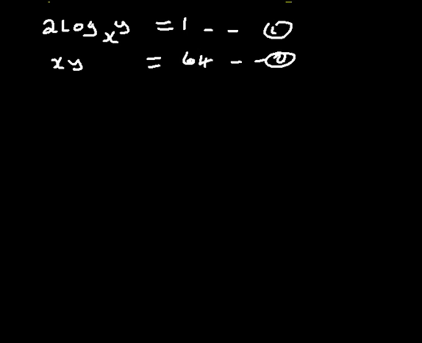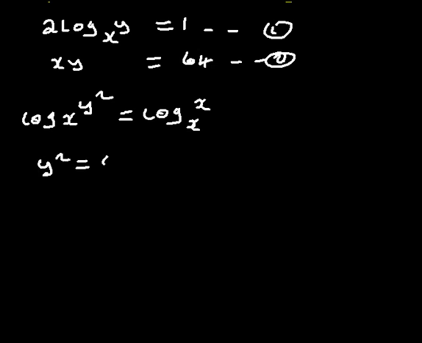In this case, we should express the first equation in its simplest form. We have log x of y to the power 2 is equal to log x of x. Then removing the log on both sides, we'll have y squared is equal to x. So that is equation 1. And x times y is equal to 64. That is the second equation. And now both equations are in the simplest form.